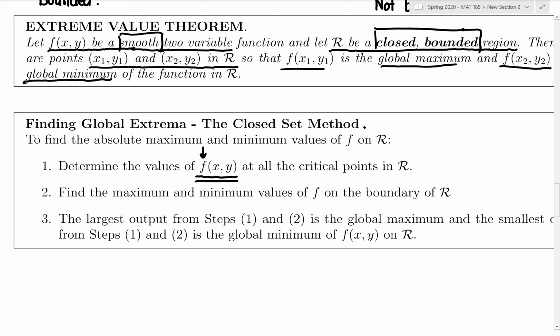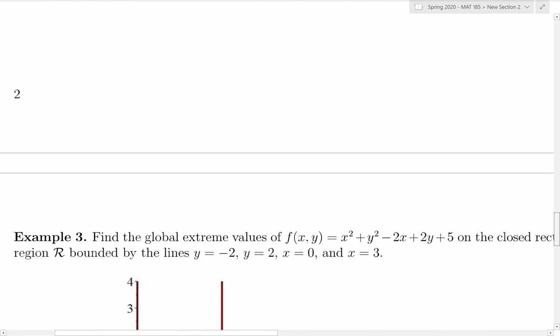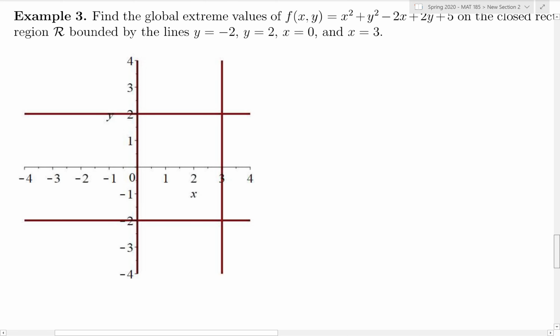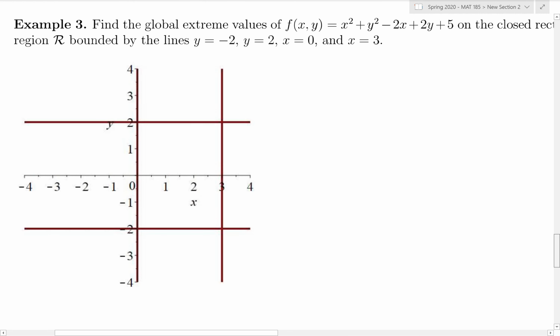All right, so it might sound somewhat convoluted, but we are going to look at an example and work slowly through it. The example is the function x squared plus y squared minus 2x plus 2y plus 5, which again is a polynomial in two variables, so everything's going to be nice. And the region is a closed rectangle bounded by the lines y equals -2, y equals 2, x equals 0, and x equals 3. If you look at this, it's going to be this region here.